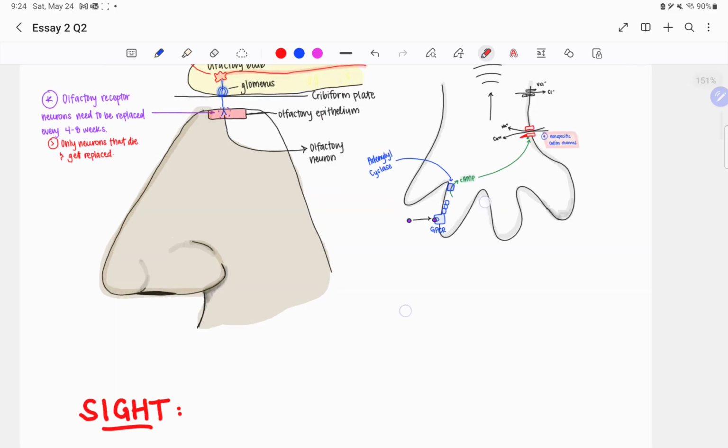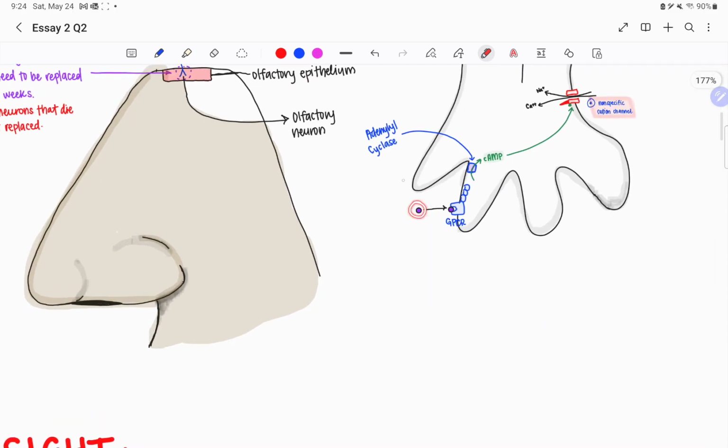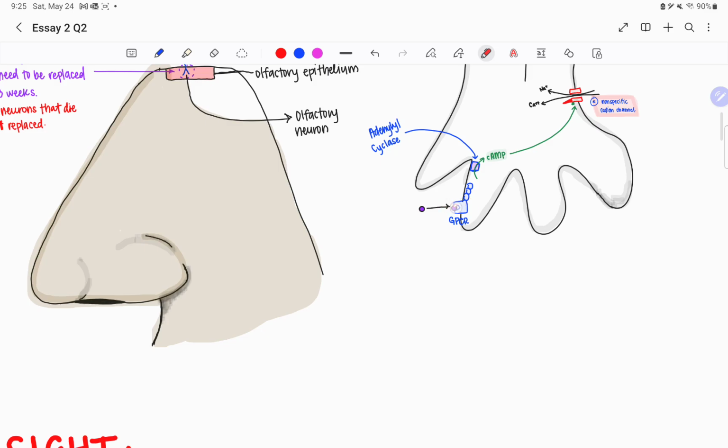What's cool is when we have a ligand, a chemical that we smell, that comes up in here, it gets dissolved in some mucus layers, and by the time it reaches here and binds to the olfactory neuron, it binds to the GPCR here, kicks off the alpha subunit. Alpha subunit activates adenylyl cyclase. Adenylyl cyclase creates cAMP, okay?